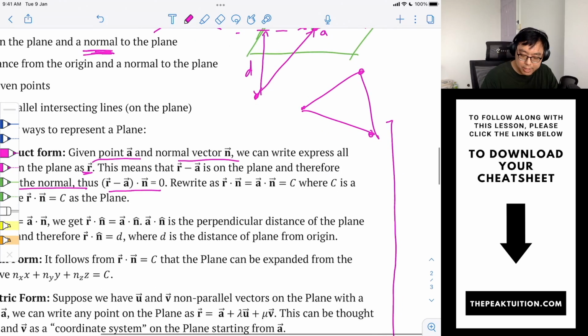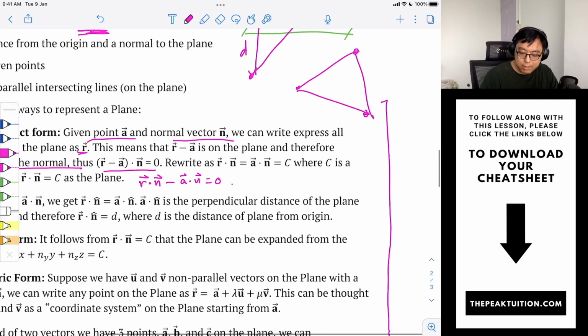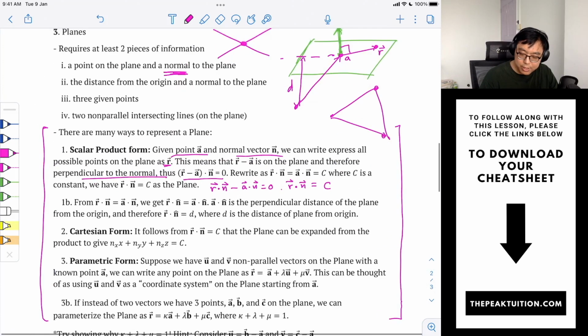We can then rewrite this as R dot N equals A dot N, because the given point is just there, it's not going to run away. So we can write it as a constant, equals to C, where C is the constant. Okay, so now you may wonder, what exactly is C?